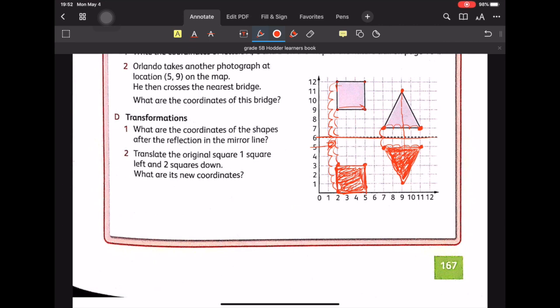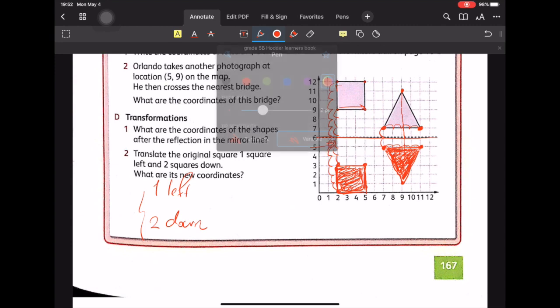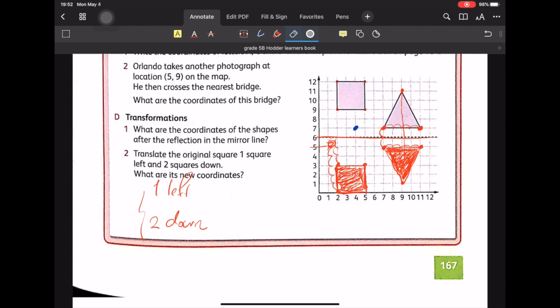Question 2. Translate the original square 1 square left and 2 squares down. So it says 1 left, 2 down. I'll use another color. 1 left and 2 down. Okay. Let's pick this corner, for example. I go 1 left, 2 down. It's here. So I don't need to actually have these ones. Let's go for this one. 1 left, 2 down.